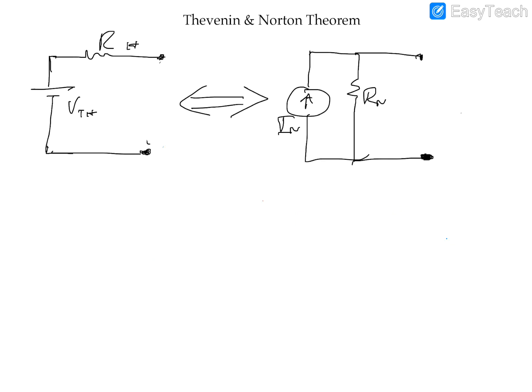And the only thing left to do now is finding the Norton's or Thevenin's resistance. And remember, these two are equal. And to better understand this, let us go ahead and solve a problem, so that way we can better understand how to find these circuits.